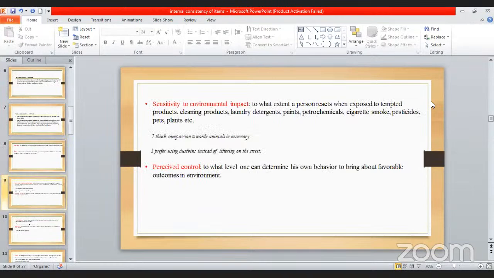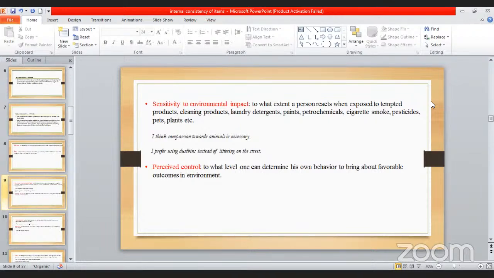The third one is sensitivity to environmental impact. We are also giving you some examples related to the items. In some of the domains, I have added some selected items here. They are good items for your understanding. In the case of sensitivity to environmental impact, this means how the person reacts when exposed to cleaning products, laundry detergents, cigarette smoke, pesticides, plants, etc. That is what this domain means.